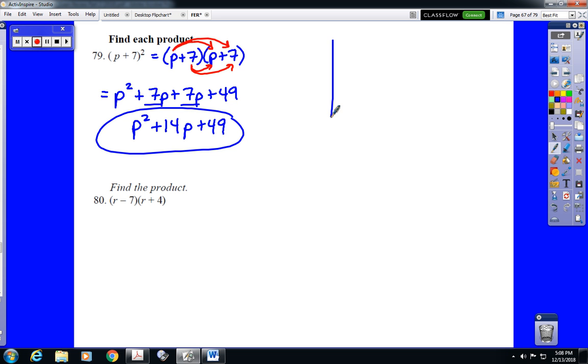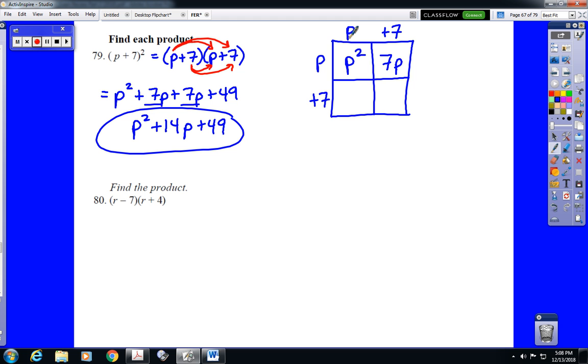Now you could just as easily do the box method, so I'll show that as well. Remember that that's a binomial times a binomial. So we would make a 2 by 2 box. We'd put p plus 7 on each side of the box. And then in each box we would put the area. P times p is p squared, 7 times p is 7p, p times 7 is 7p, and 7 times 7 is 49. Those are like terms, so they get combined. You get the same exact answer. P squared plus 14p plus 49.